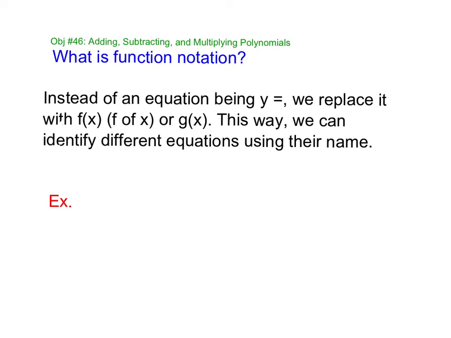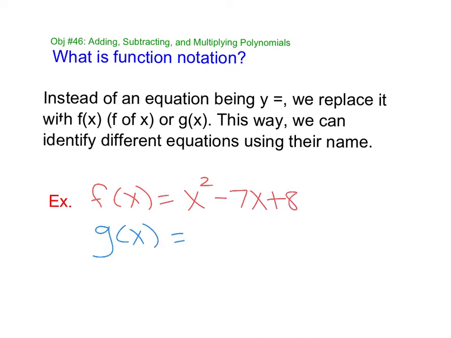So we can differentiate. In the do now, for instance, we had two parabolas. It's harder to differentiate between them when they're both y equals. So we could say, oh, where's g, where's f? Giving them an actual name is just a little easier. So just putting f of x equals x squared minus 7x plus 8. We could have g of x equals -x cubed plus 4.